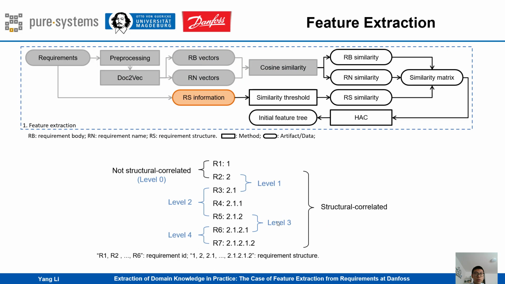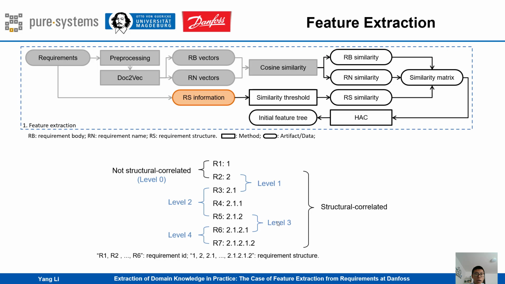Moreover, we also take the structural information of requirements into account. That is, the hierarchical structure of such documents. We show an example here. We can see the numbers like 1, 2, 1.1, 1.1.1 are used to denote the structure.